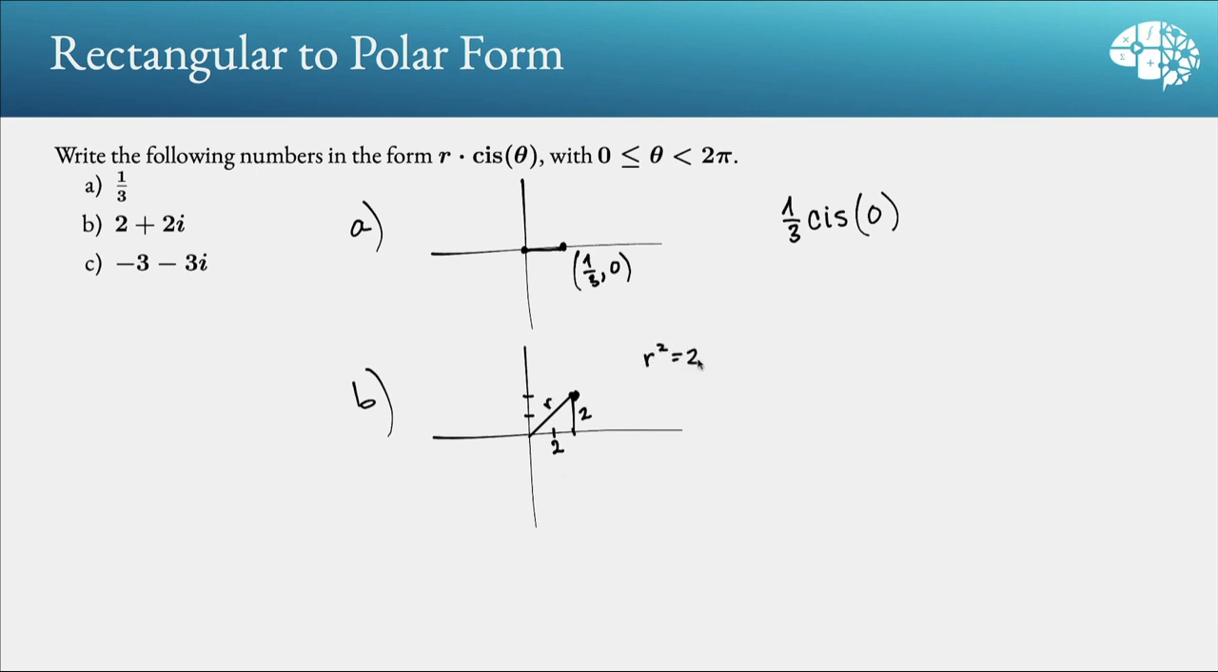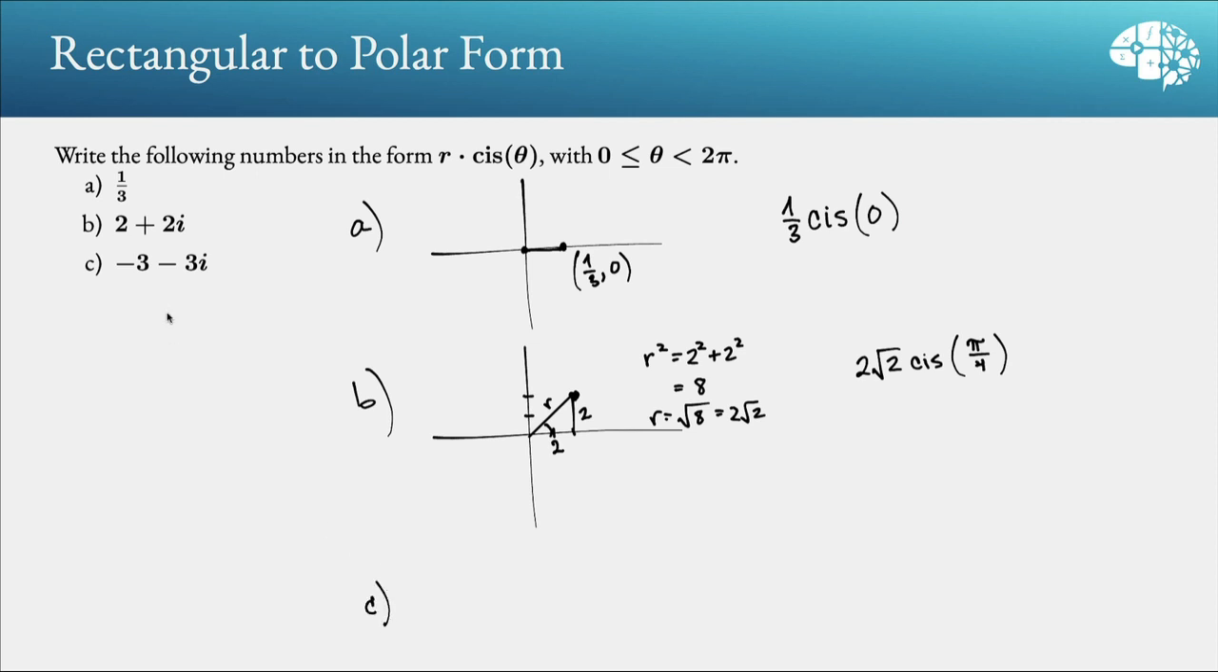To find this distance, r, we have the Pythagorean theorem. r squared equals 2 squared plus 2 squared, which is 8. And so r is the square root of 8, or 2 root 2. So this number is 2 root 2, and then the CIS of the angle. And this angle I can see, because these two lengths are congruent, is pi over 4, or a 45-degree angle.